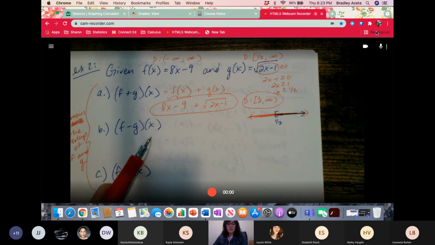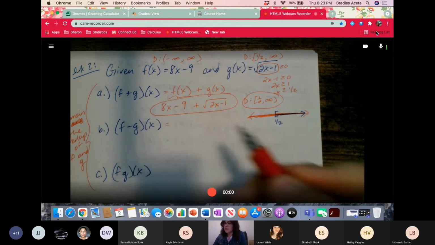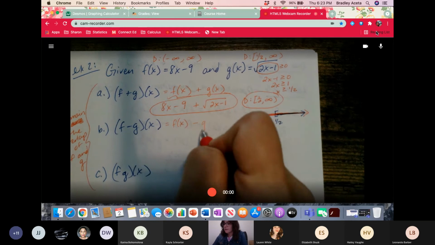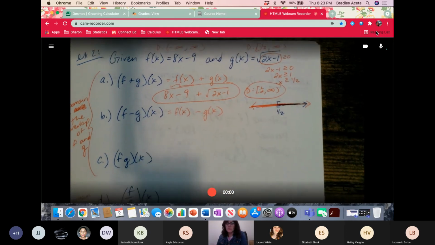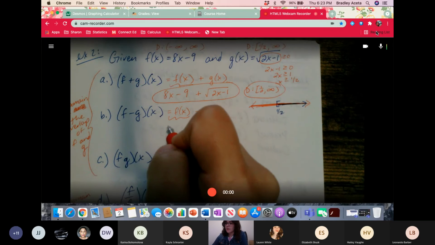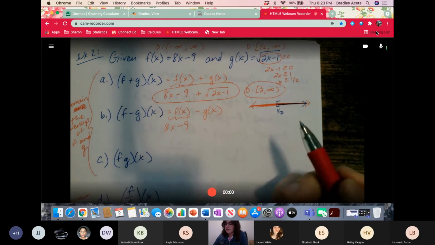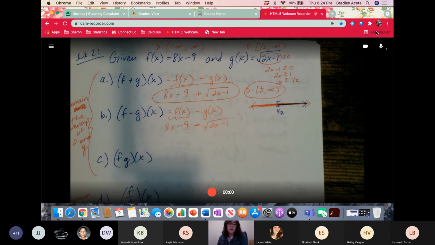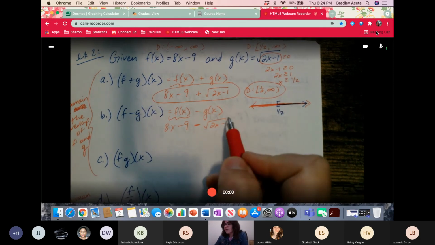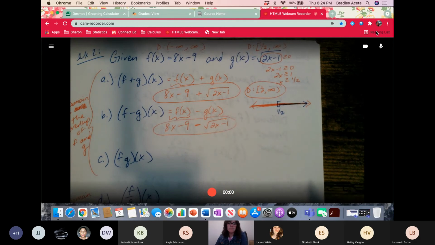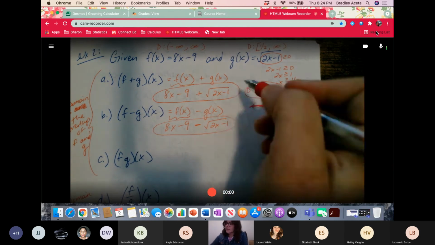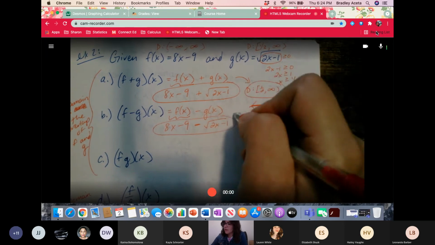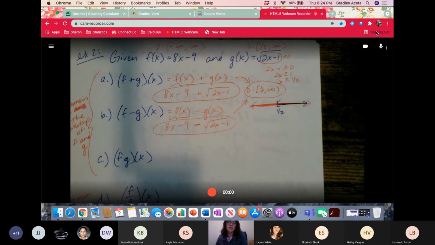All right, let's do f minus g. F minus g of x would be, again, f of x minus g of x. So I take 8x minus 9 minus the square root of 2x minus 1. And again, if these were like terms and I could combine them, I would, but I can't. Now, what is their domain? Their domain is still this one. They all share the same domain if it's plus, minus, or multiplication. They're all sharing that same domain.